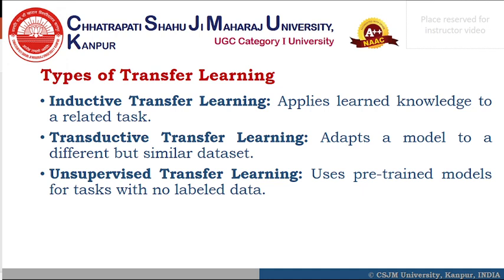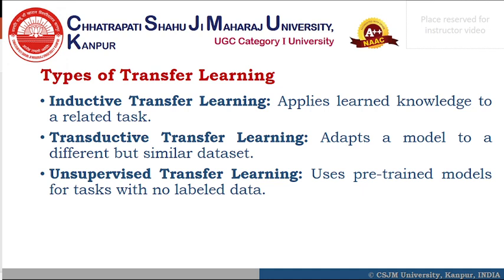Now, the second is transductive transfer learning. In this type, the source and target tasks are the same, but the domains are different. A great example is training a speech recognition model in English and adapting it to recognize speech in French using domain adaptation techniques. So here the challenge lies in handling domain shift, where the new dataset differs from the original one, requiring additional tuning.